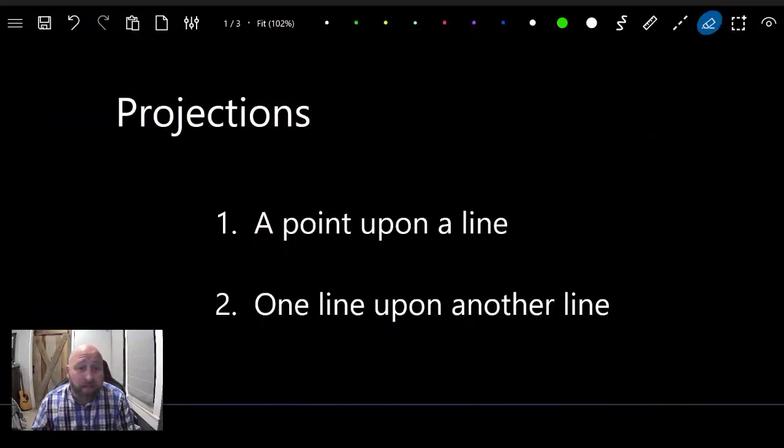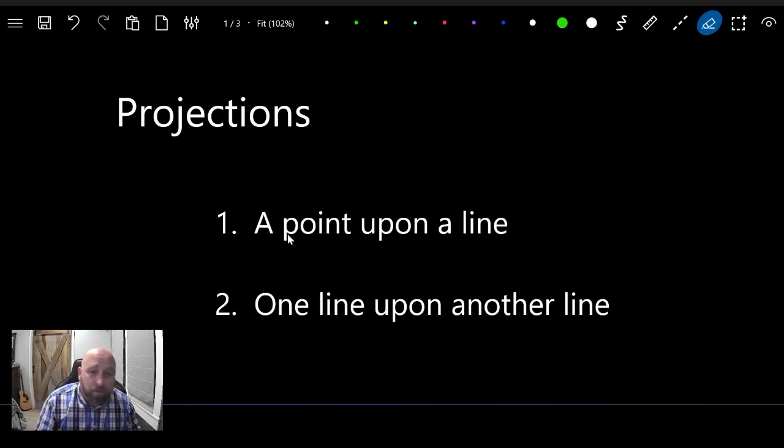What is a projection? Well, a projection is exactly what you think it is, right? You've heard that word before. So like a projector does what? It puts light onto a wall or onto a screen, and it puts a picture onto the wall. Now, projection in geometry is really the same thing. We're taking one thing and projecting it or putting it onto something else.